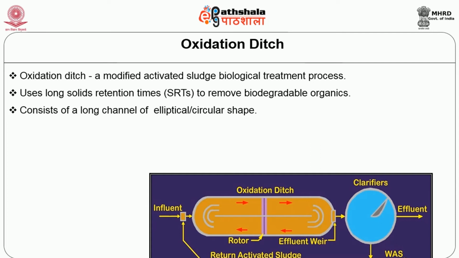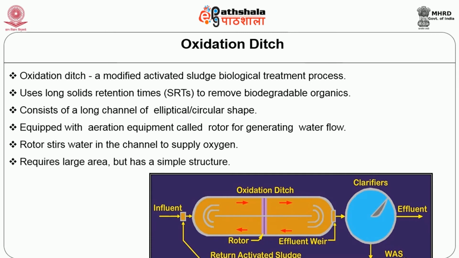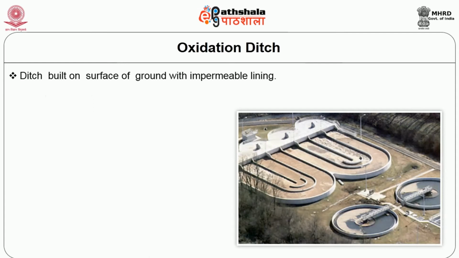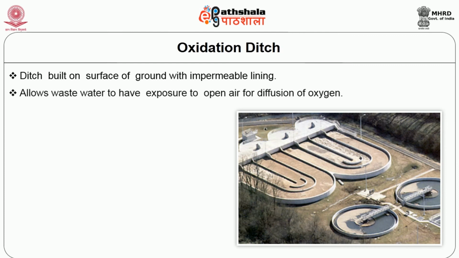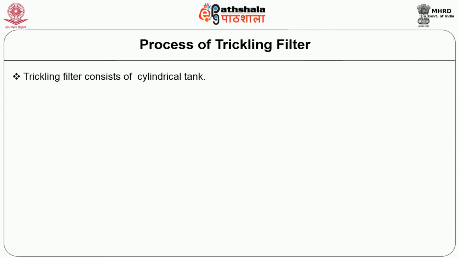So it will have a circular shaped equipment along with an aeration equipment called a rotor for generating a water flow and stirring water in the channel to supply oxygen. It requires a large area but has a simple structure. The oxidation ditch is built on the surface of the ground and is lined with an impermeable lining. This allows the wastewater to have plenty of exposure for the diffusion of oxygen.